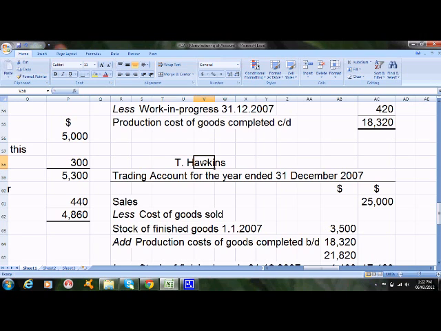If in the foregoing example there had been $3,500 stock of finished goods on the 1st of January 2007 and $4,400 on December 31, 2007, and the sales of finished goods amounted to $25,000, then the trading account would appear as follows. The first thing you write is the person's name, T. Hawkins. You have trading account for the year ended December 31, 2007.